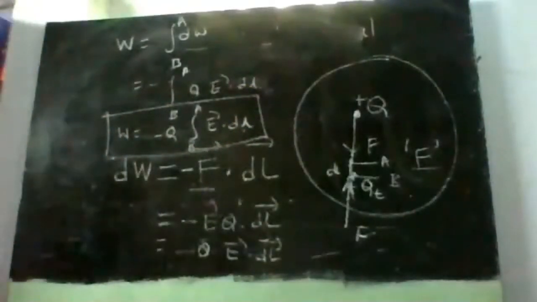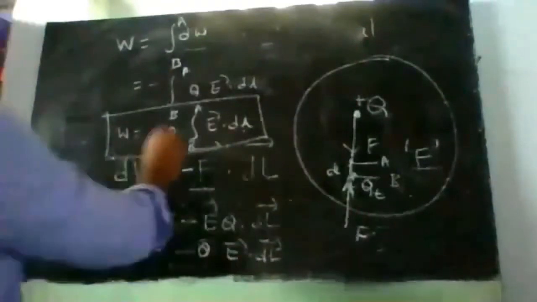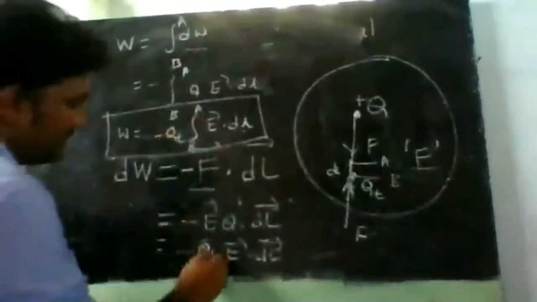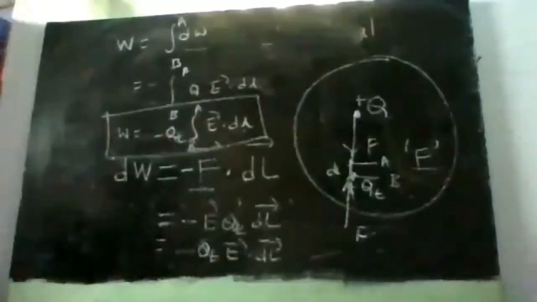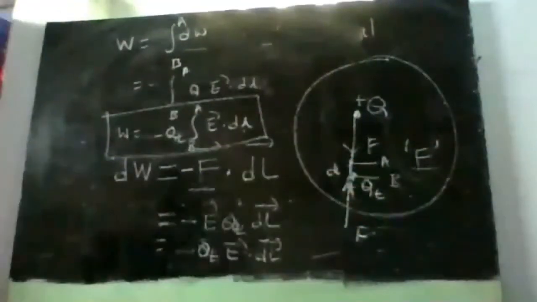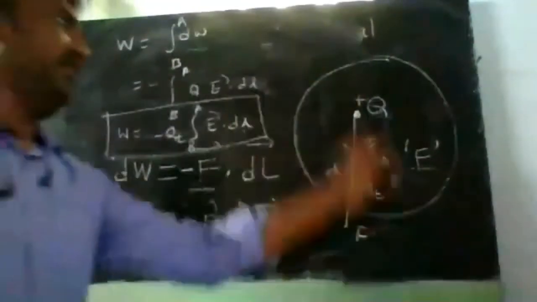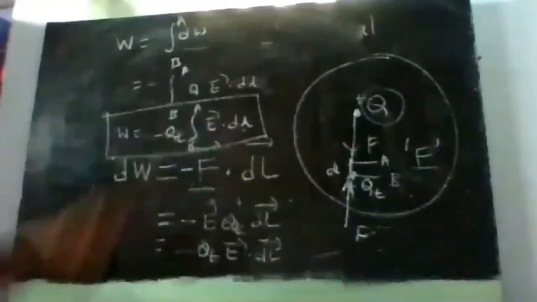The work done when moving a test charge QT, all these things are the test charge, is the amount of work done in moving a test charge from point B to point A inside an electric field. The electric field is produced by this charge, and the field inside is given by this formula.